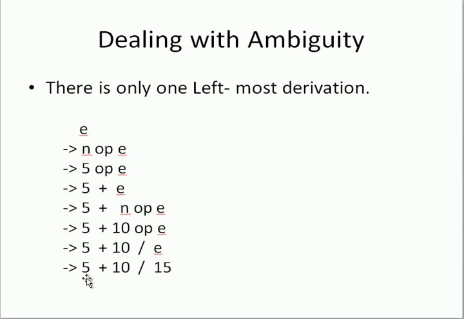So we'll start with an expression, and we're trying to get to this string 5 plus 10 divided by 15. So the expression is rewritten as a number operator expression, and then following the leftmost derivation, the number becomes a 5, the operator becomes an addition, and then the expression becomes another number operator expression. The number is rewritten as 10, the operator is rewritten as a division, and then finally the last expression is rewritten as a number, and then 15.